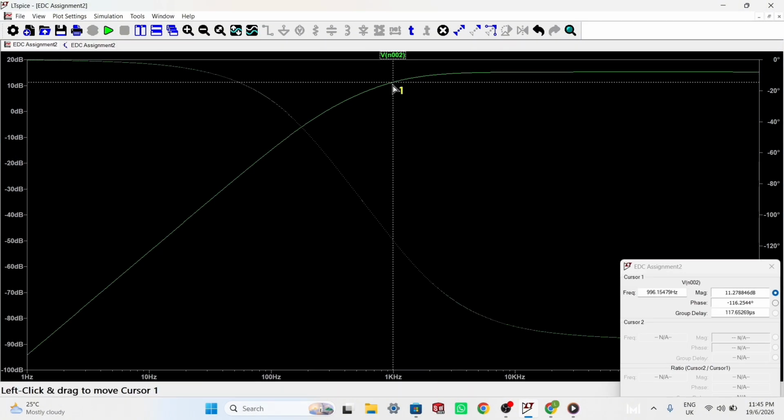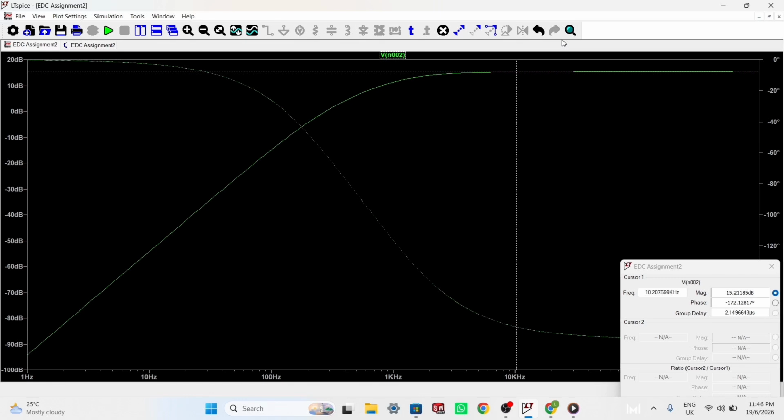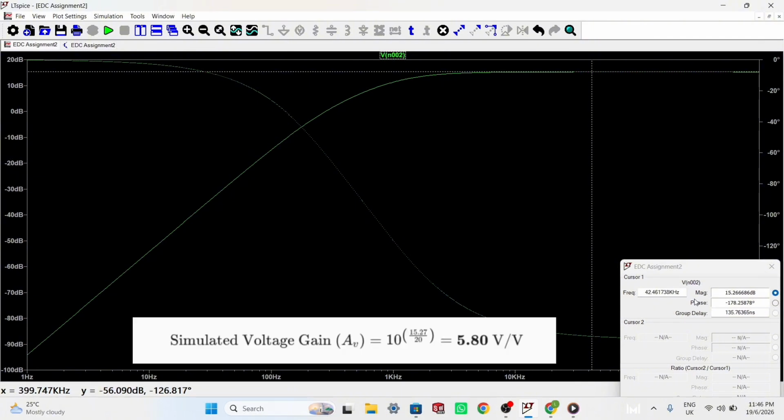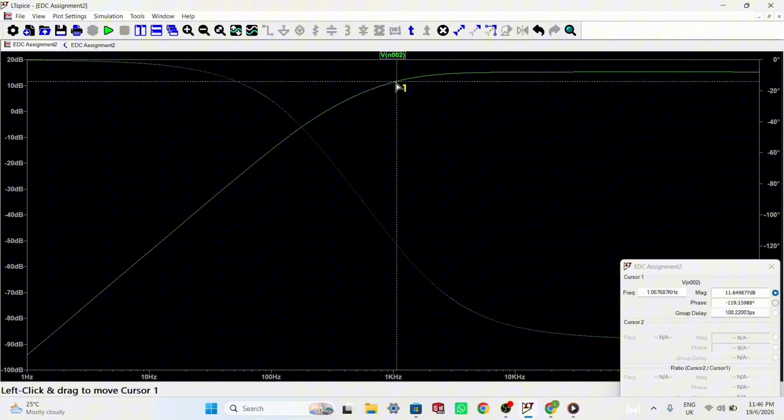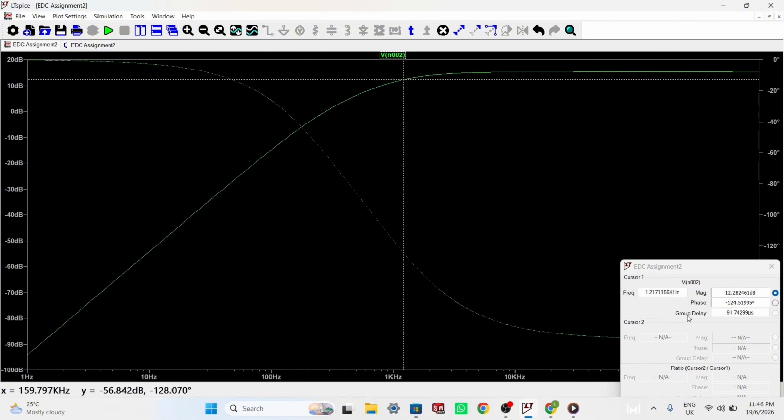So as you can see, at the mid-band region the circuit provides a maximum simulated gain of 15.27 decibels, which translates mathematically to a voltage gain of 5.8. Next, to find our low cutoff frequency, I drop the magnitude by 3 decibels to roughly 12.27. And as you can see, the cursor shows this happened at exactly 1.217 kHz. Below this frequency, the input and output coupling capacitors react strongly and block the signal, which causes the sharp drop-off you see on the left.